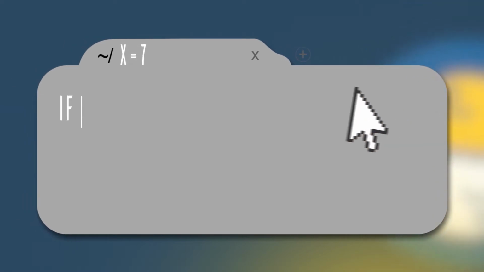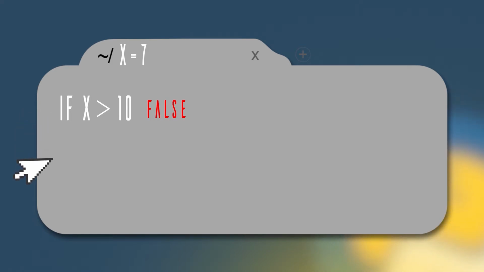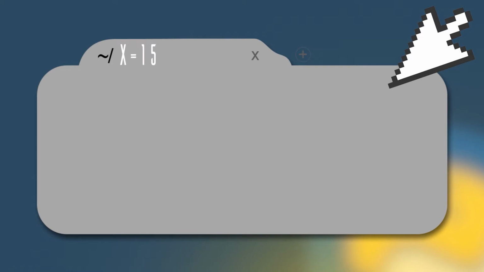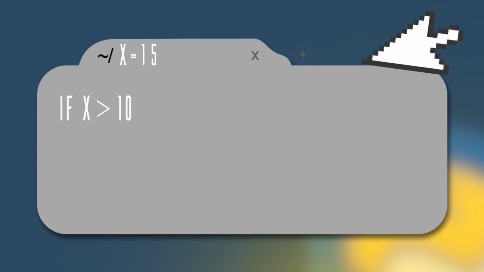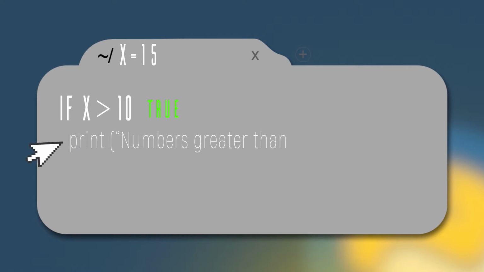Let's suppose that x stores the value 7. The if condition won't be true because 7 is not greater than 10. Then we will skip the if block and go to the else, printing any condition satisfied. Let's do another example, making the variable x holding the value 15. In this case, the if condition will be true because 15 is greater than 10, and we will print numbers greater than 10 only. After that, we won't see the else condition because we already found our right condition.